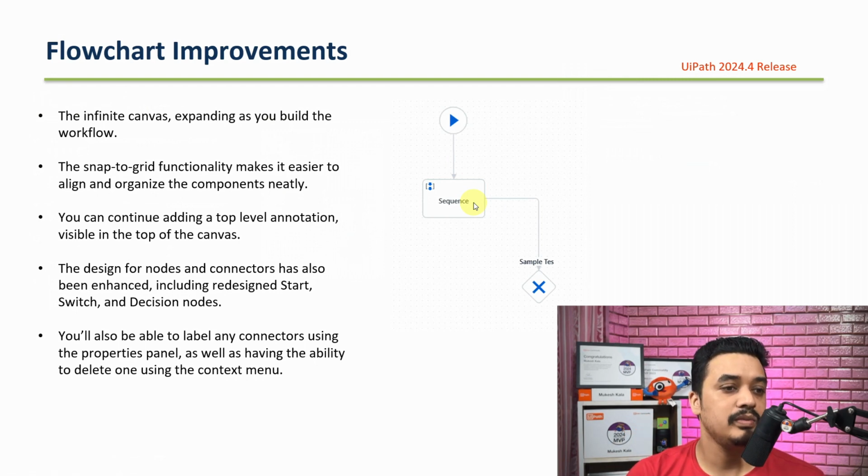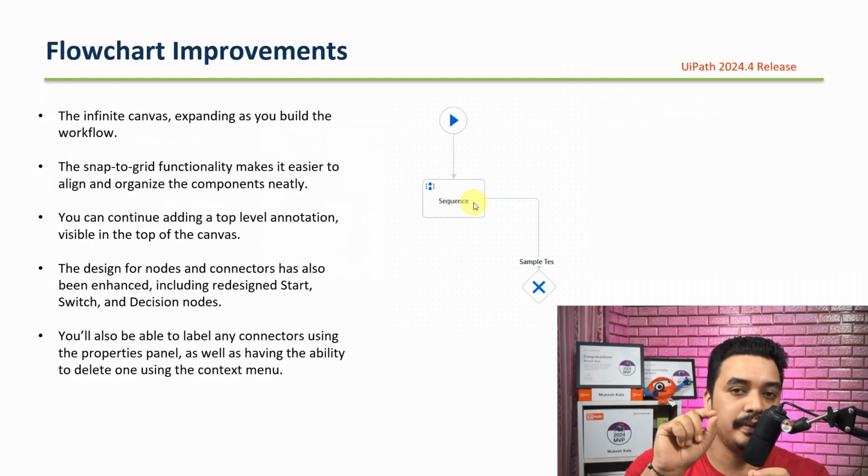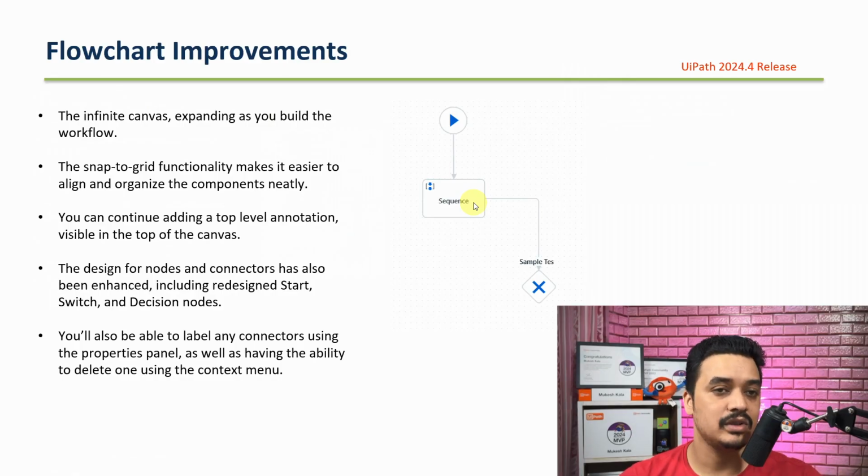And you will also be able to label any connector using the property panel, as well as the ability to delete one using the context menu, right? So in the previous version it was difficult to update the connectors and add properties to them. With this update of flowchart we would actually be able to do all of that, right? So let's try to see all of this in action.